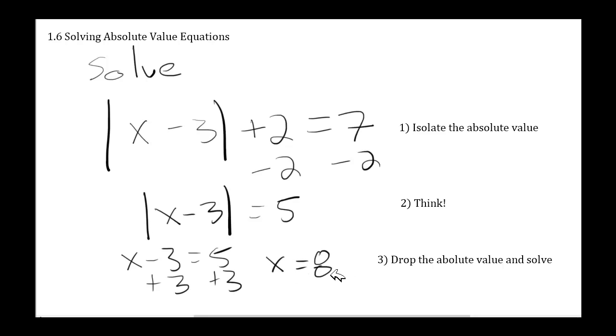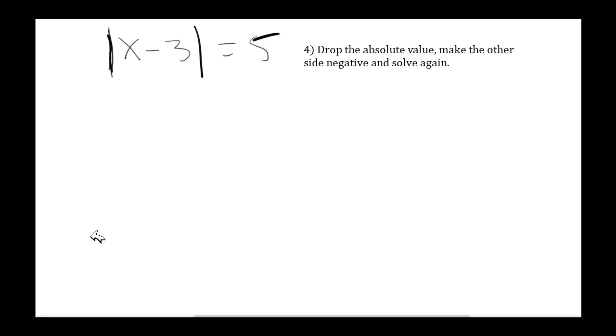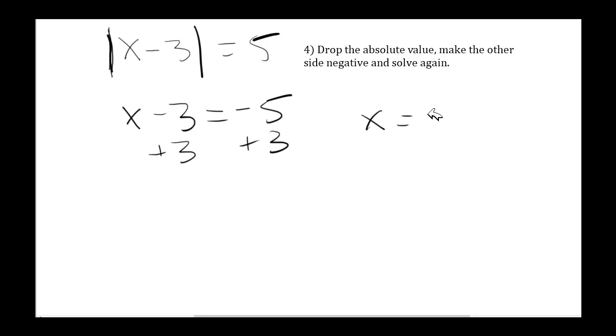Then remember, with absolute value you have to do two things. So the next thing you do is we drop the absolute value, we make the other side negative, and we solve again. So I'm starting back from where it's isolated. So I've got x, drop the absolute value, make the other side negative, and we solve again. It's the same steps, so plus 3 and plus 3. And here we get our second solution of minus 2. So our answers for this problem are x equals 8 from before, and x equals minus 2.